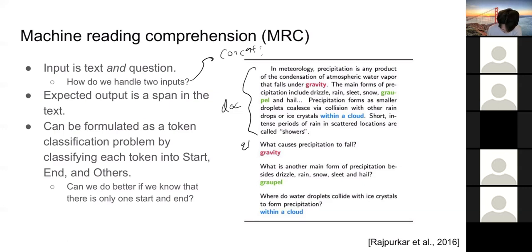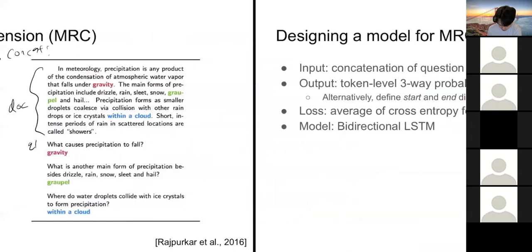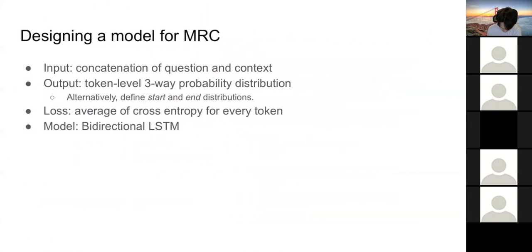Because we know that there is only one start and one end, there is a way to make this better. We don't do classification at the token level, but alternatively define start and end distributions. Everything else is the same: the input is the concatenation of question and context, and the loss is the average of cross entropy over whatever probability distributions you get out of the model. And the model can be just a bidirectional LSTM. Quite simple.